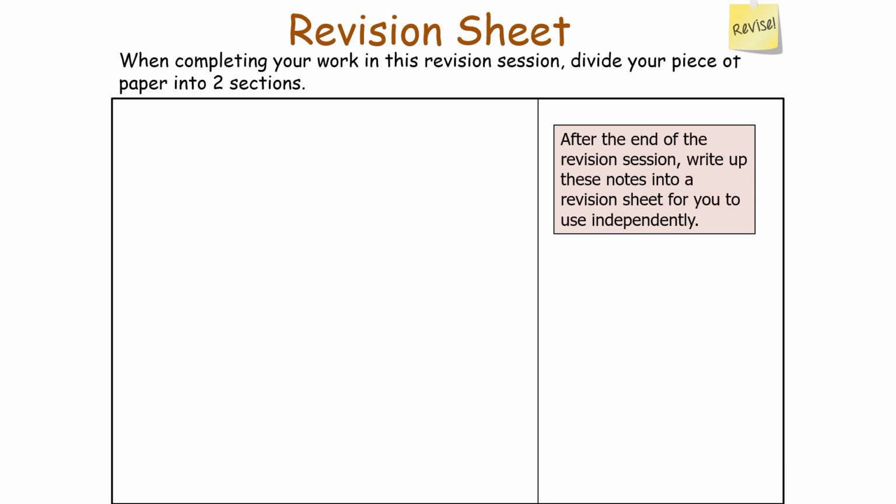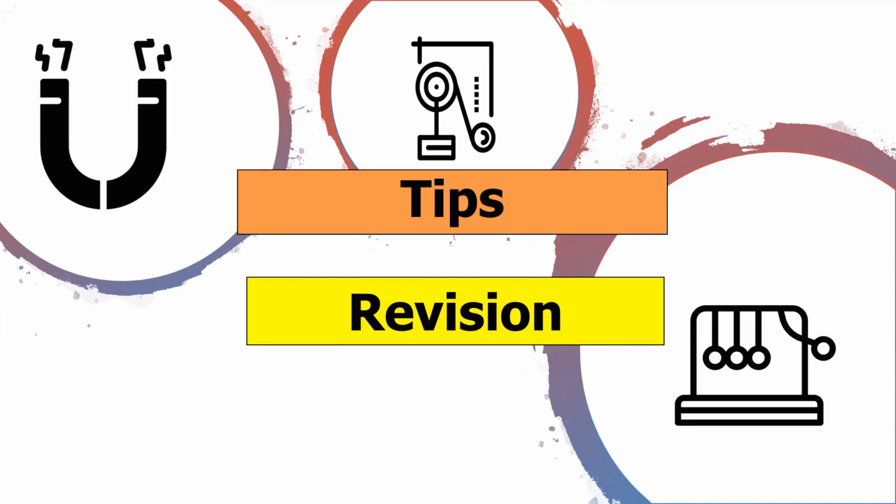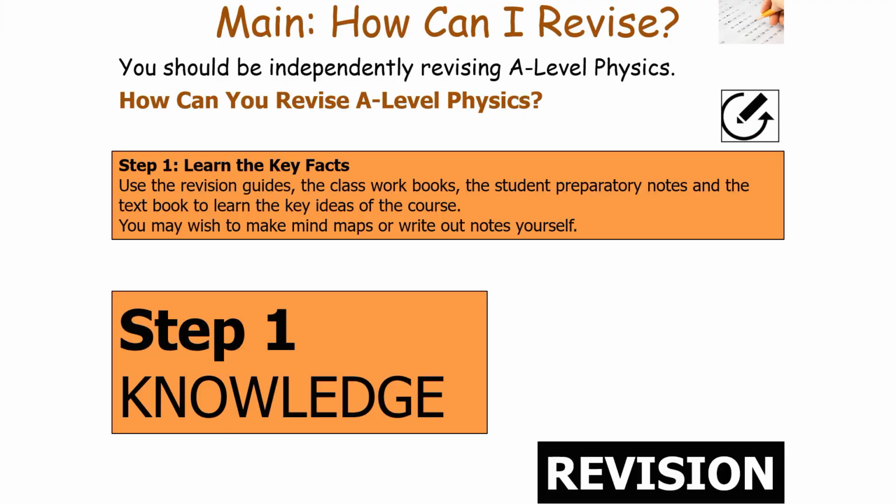At the end of this revision session, write up these notes into a revision sheet for you to use independently. So how should you be revising for A-level physics? So the first step is learn the key facts. Use your revision guides, your class workbooks, your student prep notes, your textbooks to learn the key ideas of the course. So you may wish to make mind maps or to write out notes yourself.